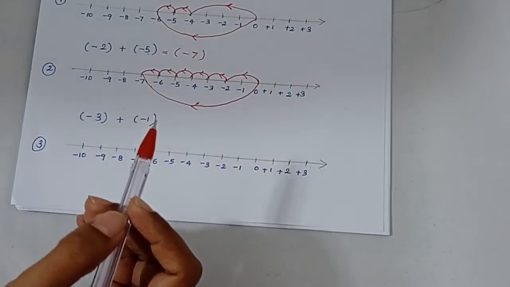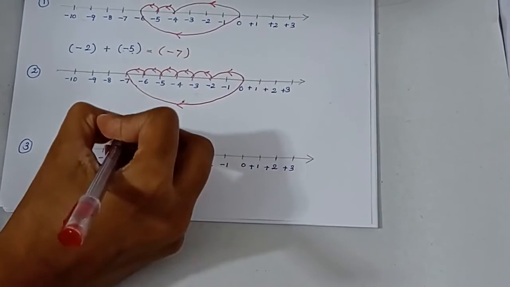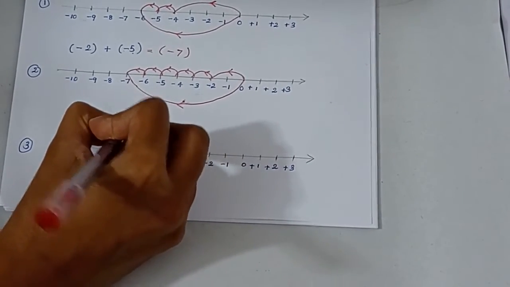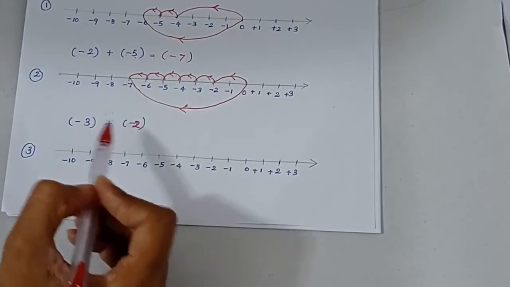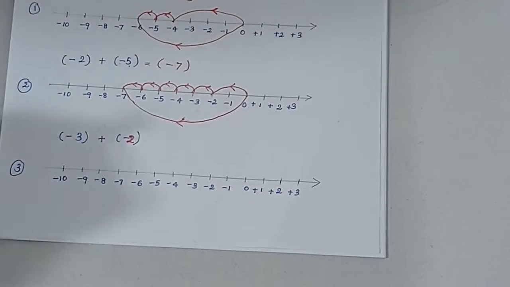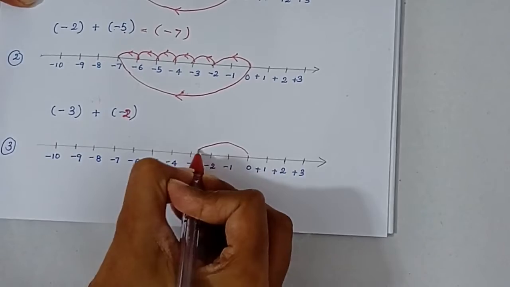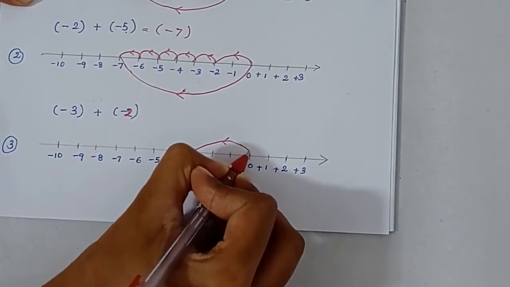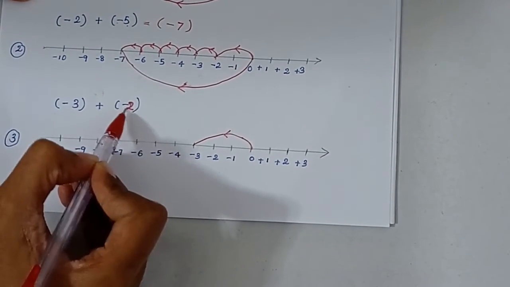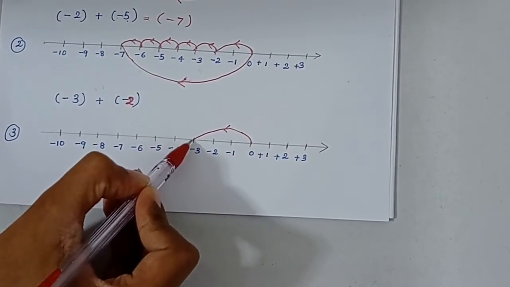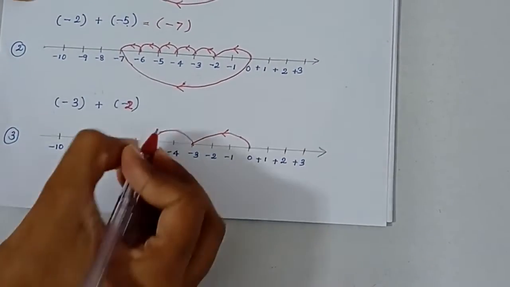Now let's see. In that one, let's change this value, otherwise it will be difficult. Let's change it to negative 2. Okay, let's see. You have to add negative 2 and negative 3. The first integer is negative 3. Starting from 0 to the negative 3 like this. Then from negative 3, 2 places. That means 1 and 2. I am going to use one arrow now instead of the separate arrows. Only one arrow like this.